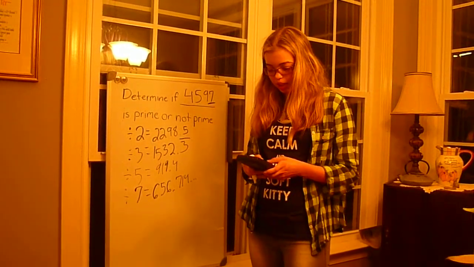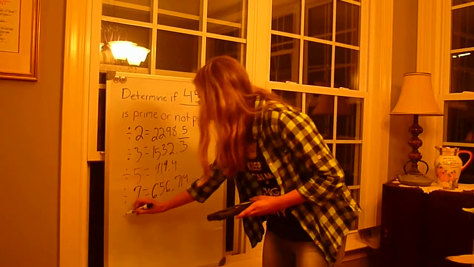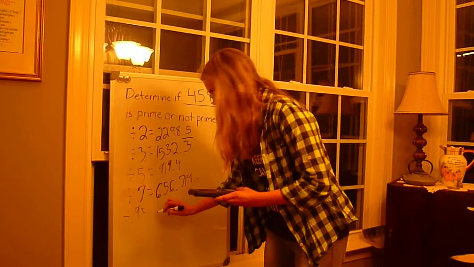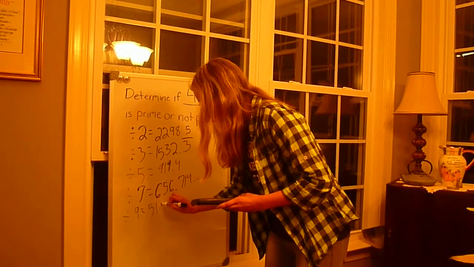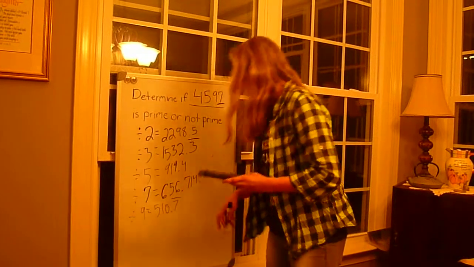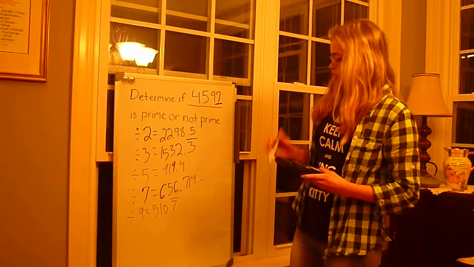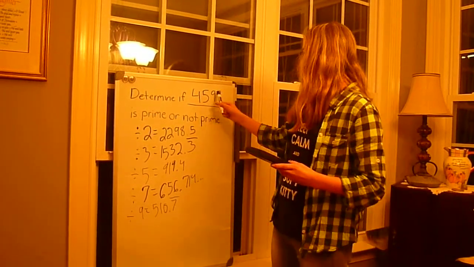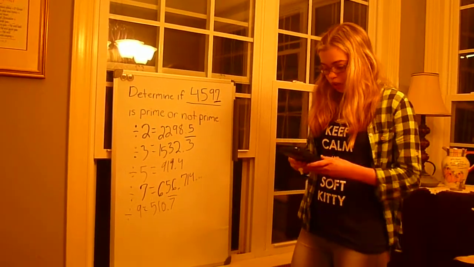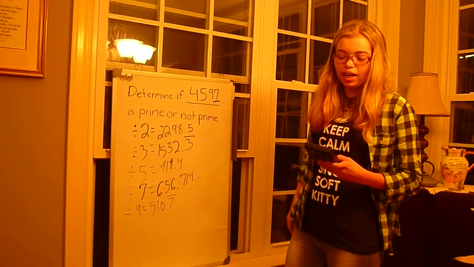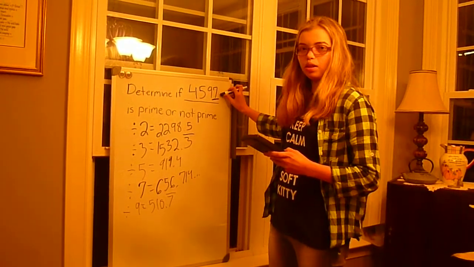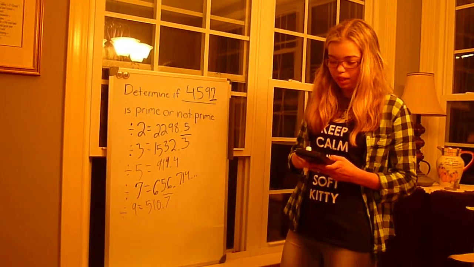We can divide it by 9. You get 510.7 repeating, and that didn't work because all the digits didn't add up to be a number divisible by 9. You can skip dividing it by 10 because it does not end in a 0. So we can divide it by 11.